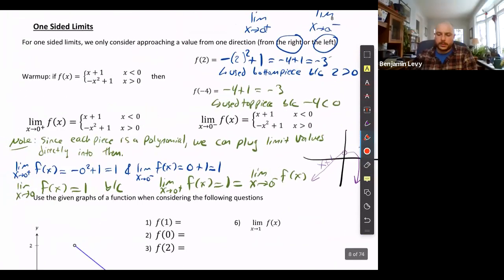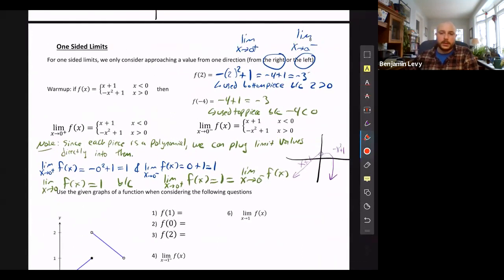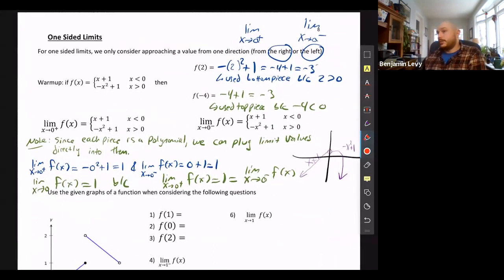Other thoughts? That was a good clarification. Those are subtle differences, subtle clarifications that we're starting to get into on this page. Other thoughts?